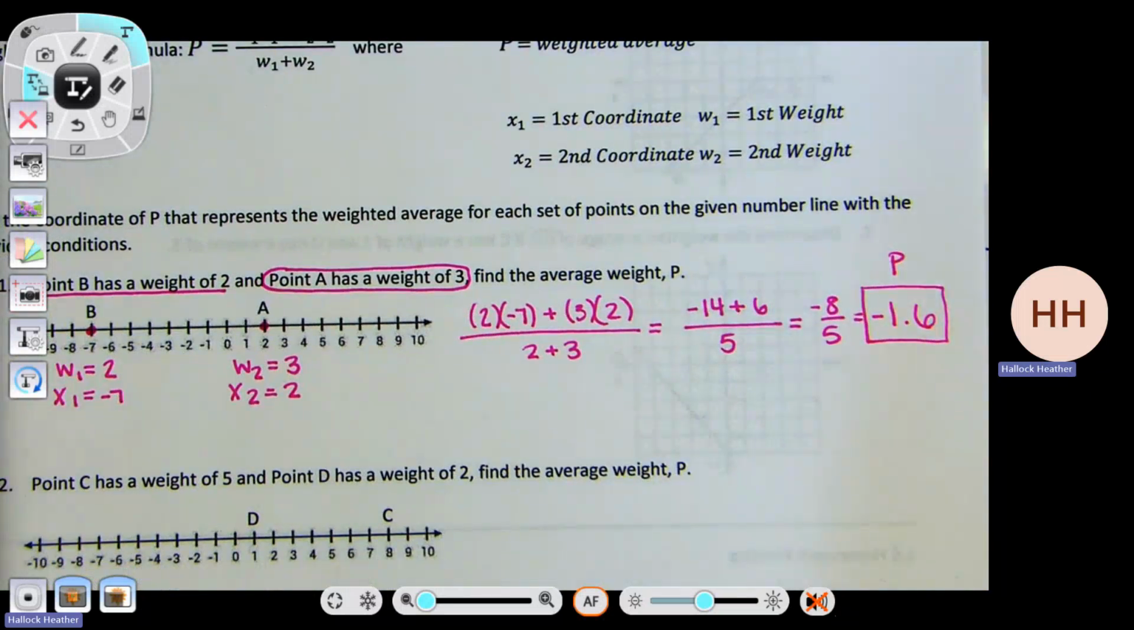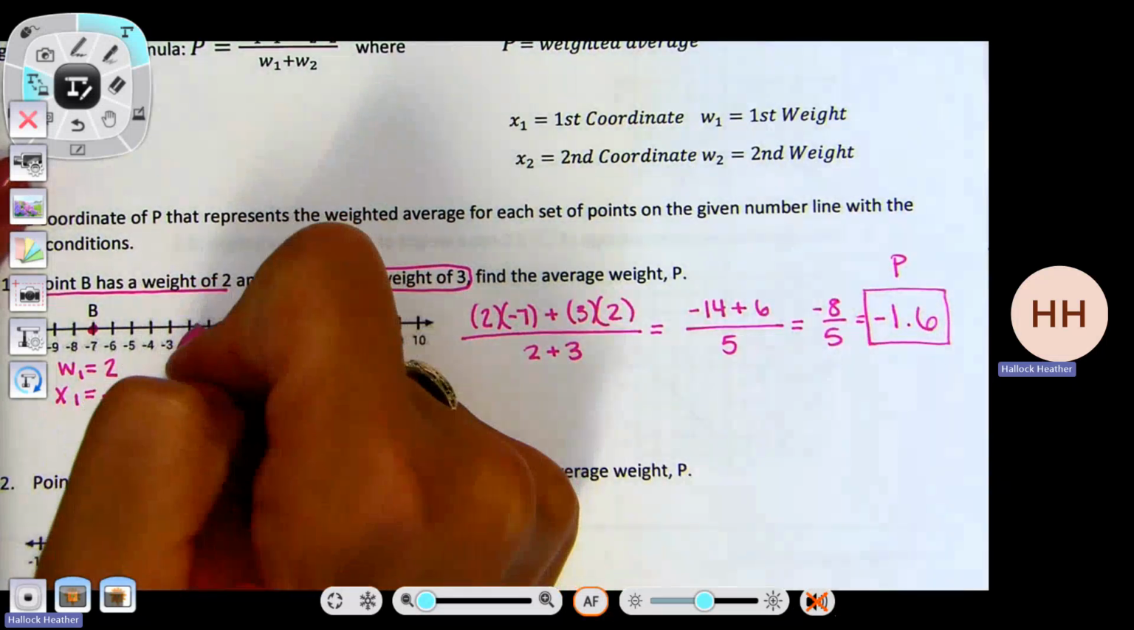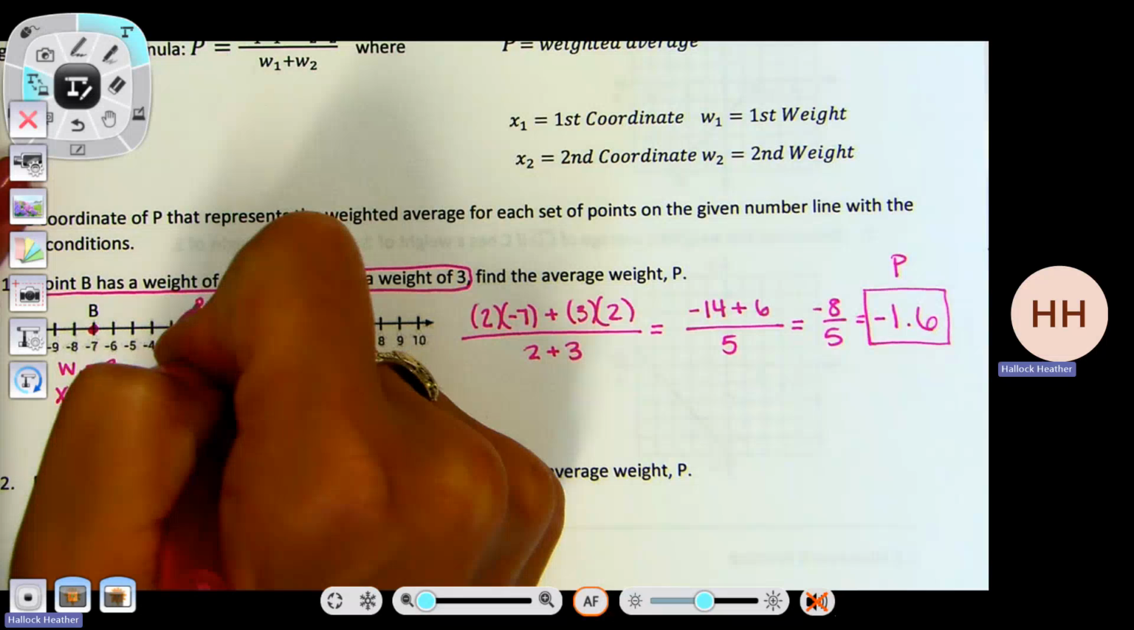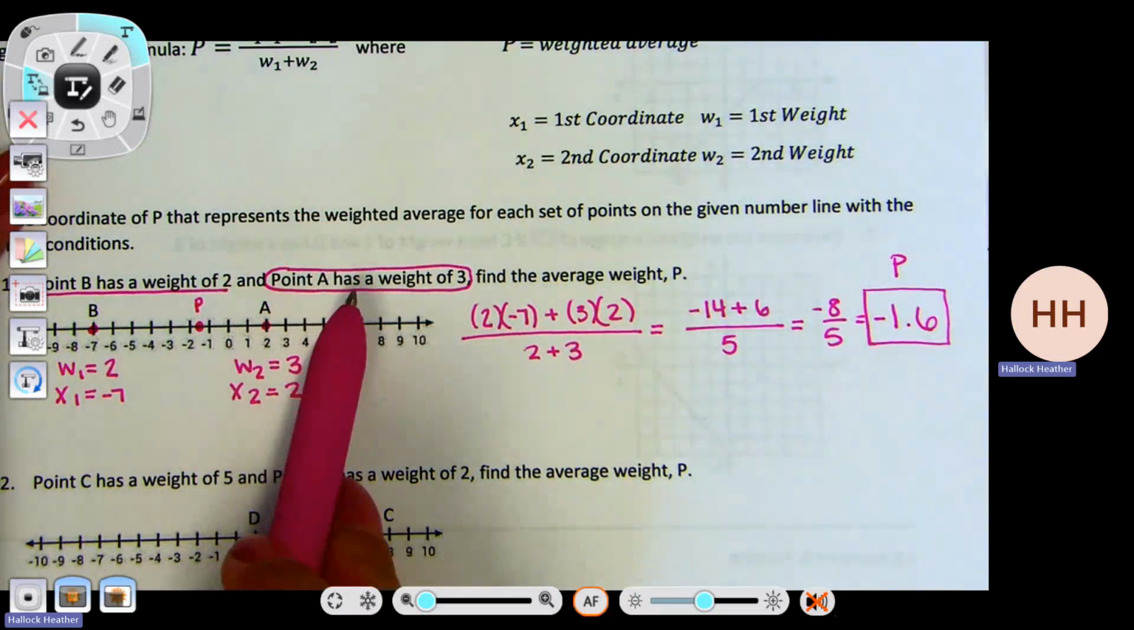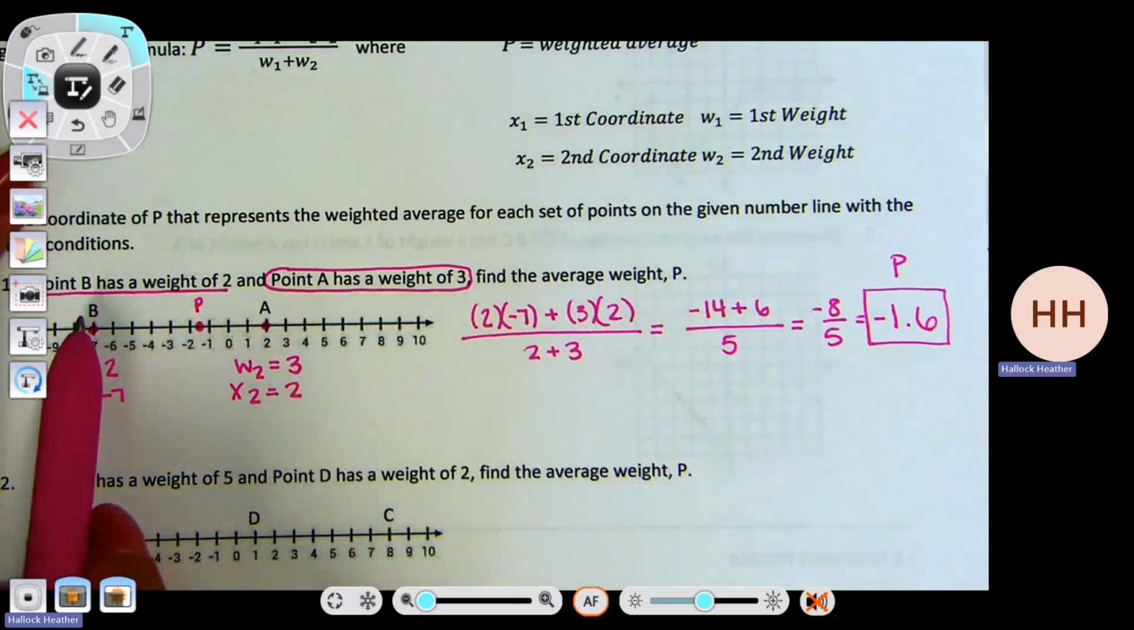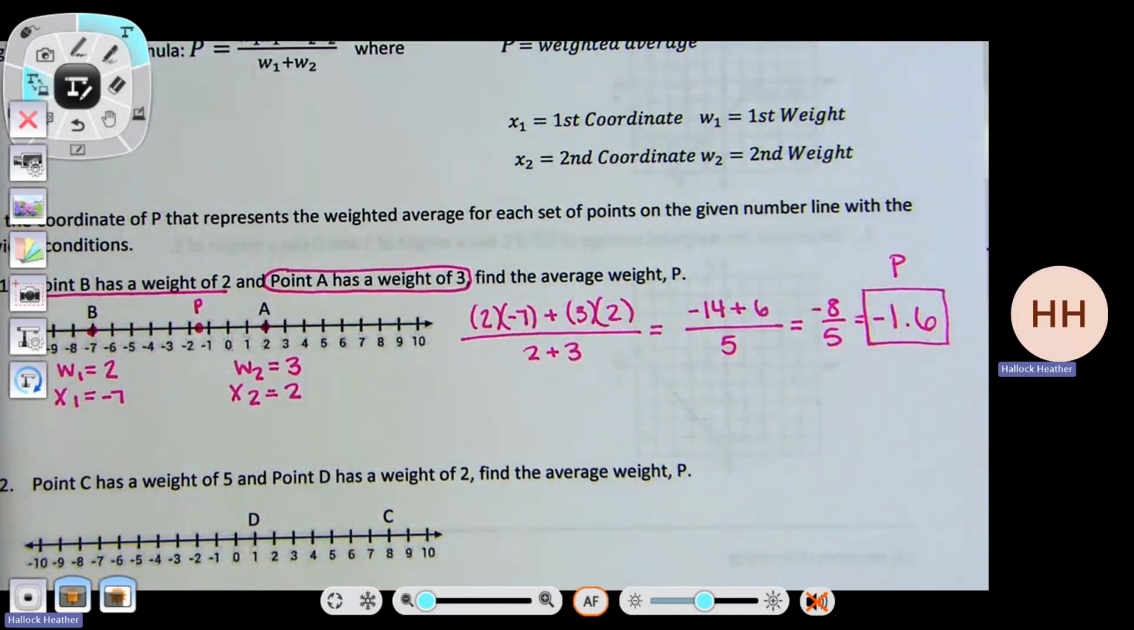So we're going to plot that. That's between -1 and -2. It's technically a little bit closer to -2, but don't think too hard. Don't hurt your brains. Okay. And if you look at your graph, that makes sense because it said A had a weight of 3, B has a weight of 2. So it should lean more towards the heavier weights.